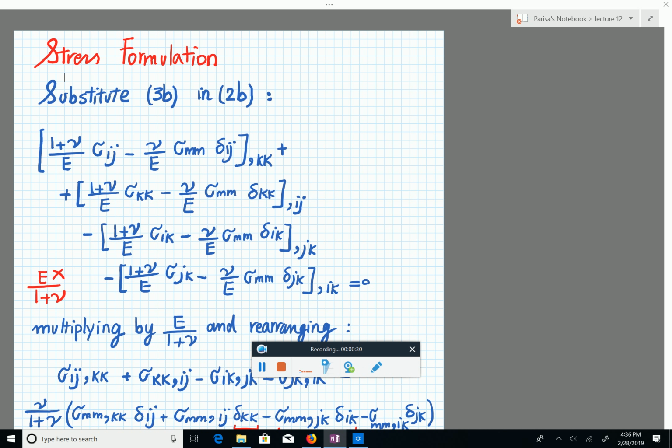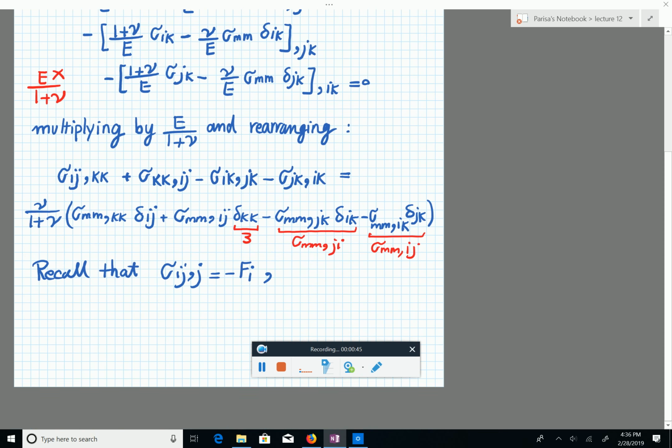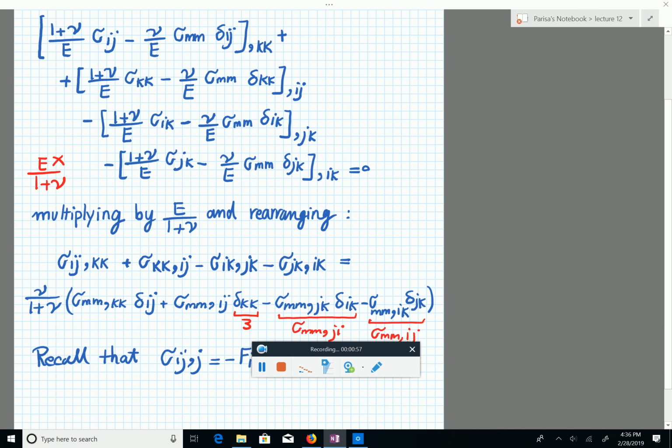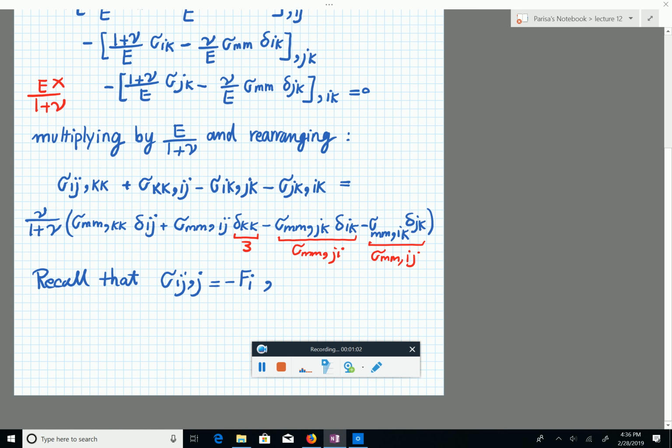And then in some cases we need to reformulate everything in terms of stresses only, and this is a stress formulation. So we did the substitution, and this is where we stopped. I just substitute one equation in the strain compatibility, the constitutive in the strain compatibility, and I get this large equation here, and then we were working to simplify that.